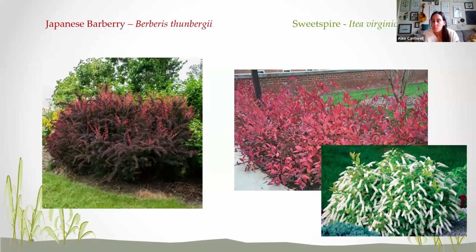I would redirect you guys to Sweet Spire or Itea virginica. It's not going to have that color year round, but it's beautiful fall color. And it gets these really cool flowers in the summer. It can grow in really wet areas. It can grow in dry areas, but it's going to have a ton of really beneficial pollinator activity as well.